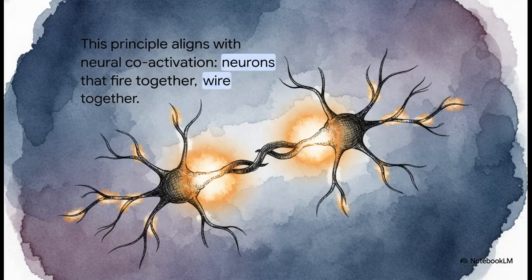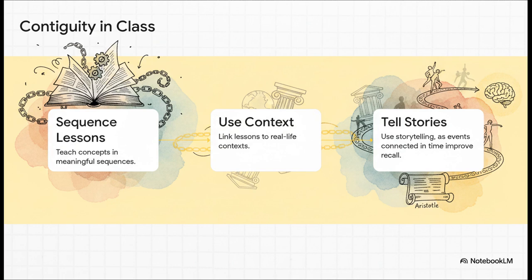And here it is again, this jaw-dropping link to modern science. Aristotle's law of contiguity is basically the philosophical version of one of the most famous sayings in all of neuroscience: neurons that fire together, wire together. He somehow intuited the core mechanism of how our brains physically learn and form connections. It's just mind-blowing. So the takeaway here is to be really deliberate about sequence and context.